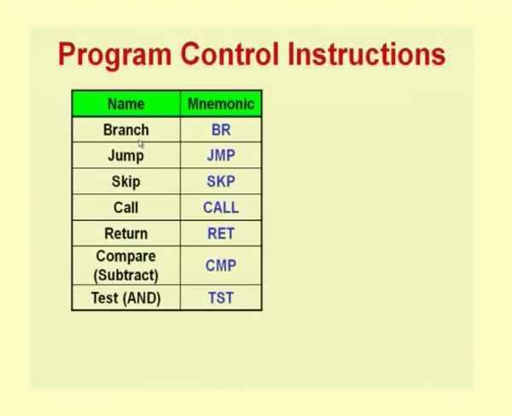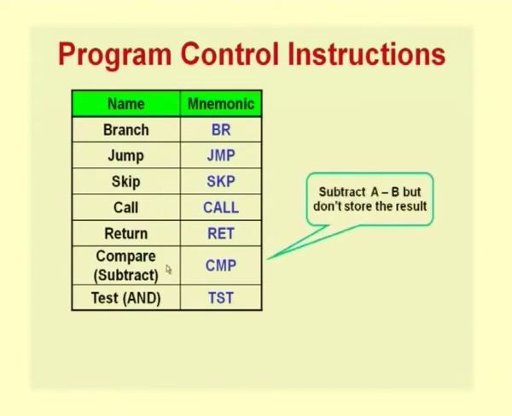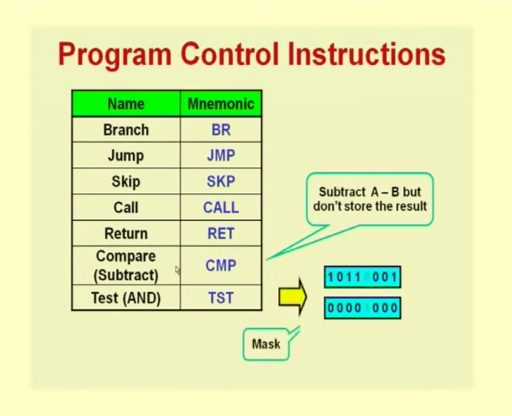So, we have instructions like branch, jump, skip, call, return, and then there are instructions like compare. What a compare operation would typically do is a subtract instruction, but it does not store the result. So, it would do A minus B, but it would not store the result anywhere; it will set the flags appropriately. That is when a compare instruction would be used, and this is useful when you are doing some kind of program control operation, which is why we are grouping it under the program control instructions.